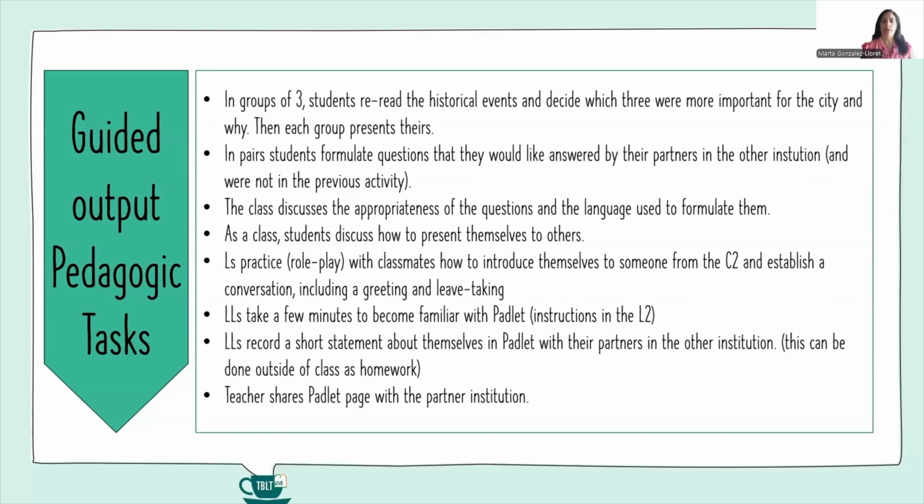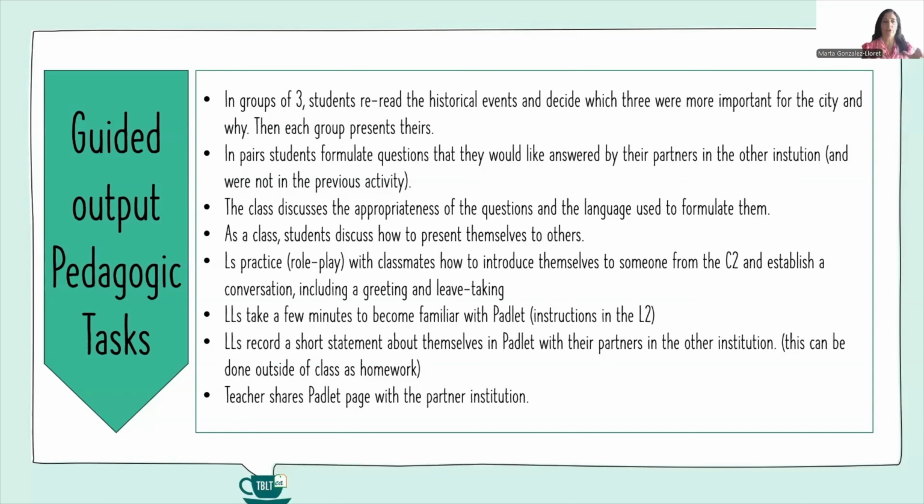Learners take a few minutes to become familiar with Padlet. This would be a digital pedagogic task with the instructions in the L2. So we keep working through the language to learn to do things with the language. And then the learners record a short statement about themselves, an introduction in Padlet. And this is going to be seen by the other institution. If the students cannot do this in class, this activity of recording their self-presentations in Padlet can be done outside of the classroom as homework.